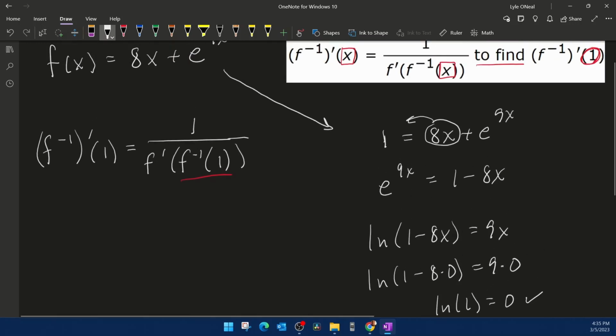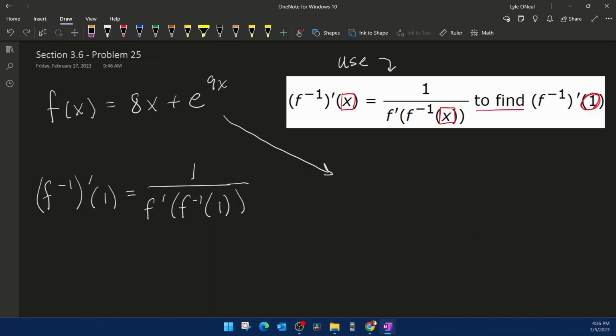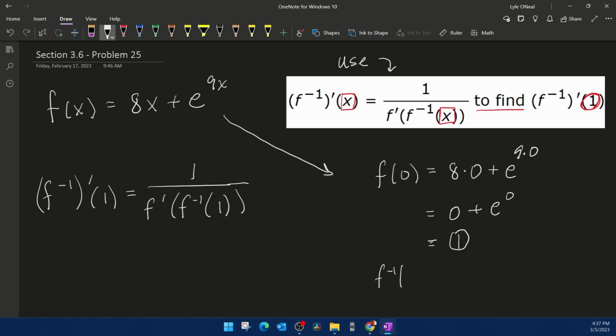And again, what does that tell us? That tells us the value of f inverse of 1. So once again, trying to make this make sense, if I calculate f of 0 and replace every x with 0, what that's going to give me is 0 plus e to the 0. Remember, anything to the 0 power, as long as it's not 0, is going to be 1. So this would be 0 plus 1, which is 1. And so the inverse would say f inverse of 1 would produce 0.